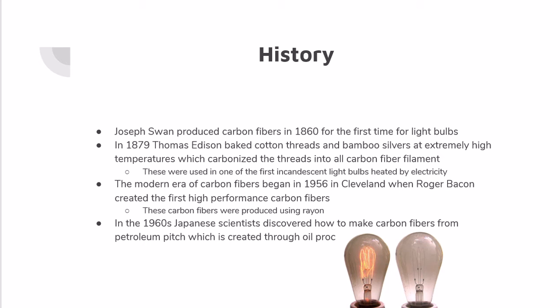Joseph Swan produced carbon fibers in 1860 for the first time for light bulbs. In 1879, Thomas Edison baked cotton threads and bamboo slivers at extremely high temperatures, which carbonized the threads into all carbon fiber filaments. These were used in one of the first incandescent light bulbs heated by electricity.